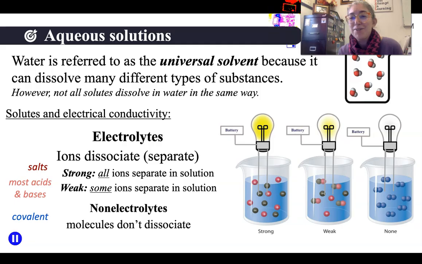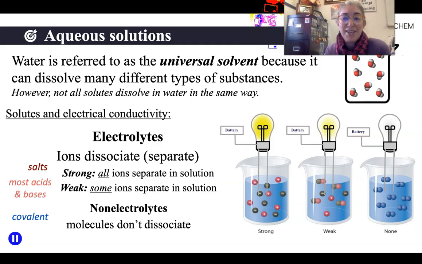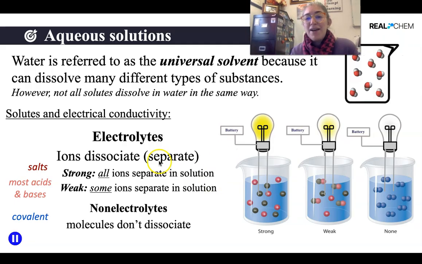Water is our universal solvent because it can dissolve a lot of things. And when ionic things dissolve in water, they can conduct electricity. So anything that is really ionic and dissolves completely into ions is called a strong electrolyte. Covalent compounds that are molecules are not made of ions, so they don't dissociate. Those are non-electrolytes, and they will not conduct electricity.